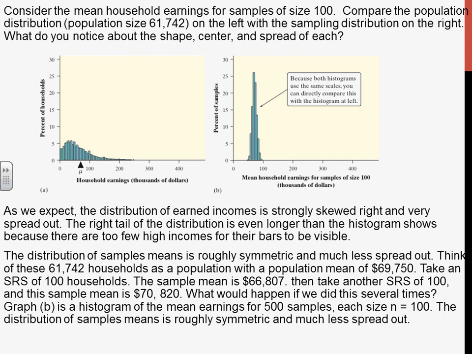Think of these 61,742 households as a population with a population mean of 69,750. Take an SRS of 100 households. The sample mean is 66,807. Take another SRS. Let's say that this one ends up being 70,820. So what would happen if we did this over and over and over? Graph B is a histogram of the mean earnings for 500 samples, each of size 100. The distribution of sample means is roughly symmetric and much less spread out.